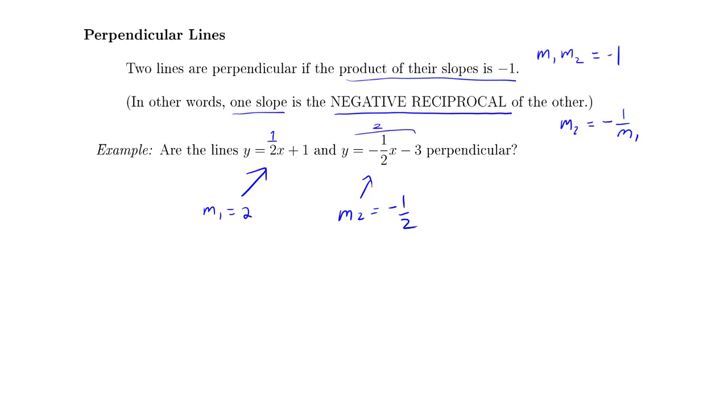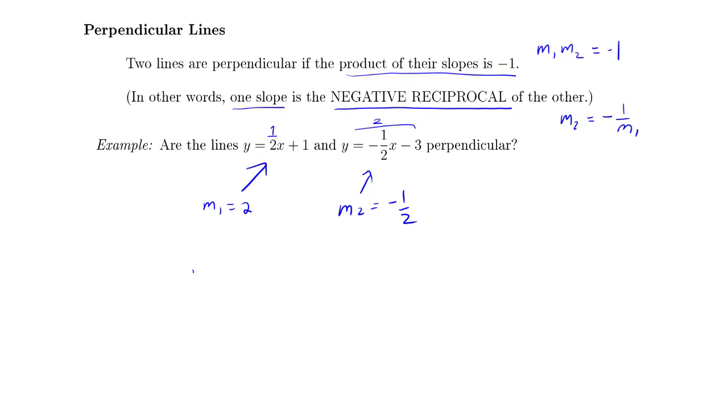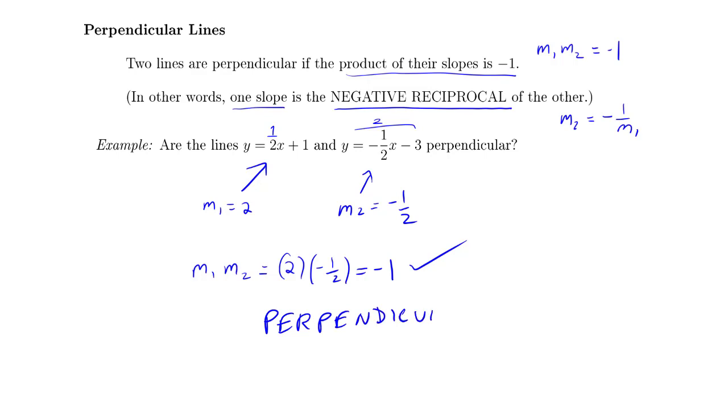So I can see right here that negative 1/2 is the negative reciprocal, because if you take 2, make it negative and flip it, you get negative 1/2. Or if I want to see the other way, I can see that m1 times m2, 2 times negative 1/2, is negative 1. And I see that these are indeed perpendicular. So I have perpendicular lines in this case.